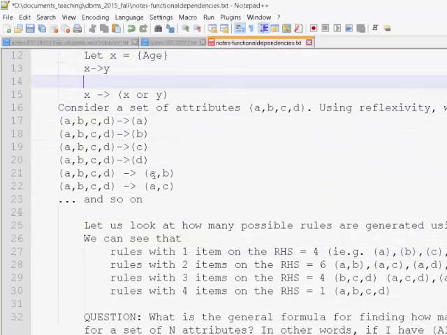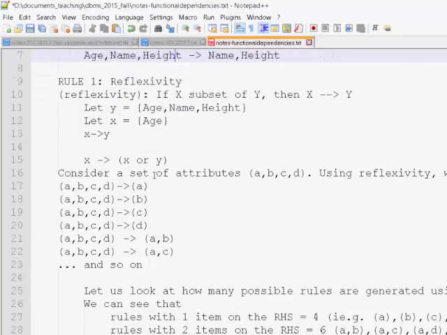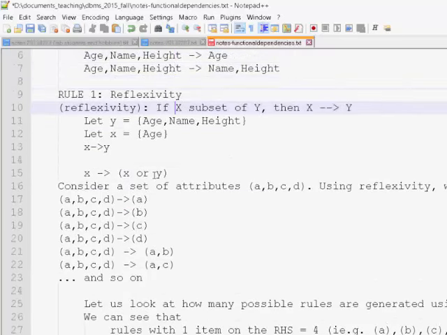Yeah, it should also work the other way around. This is the trivial one. Let me just check. This is the trivial one. I'm very sure, but please let me check on this one. I have to check how I've written this reflexivity. So please hold.